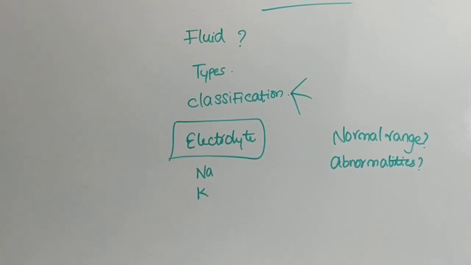Next, electrolytes. What are the electrolytes which are useful in a human body, and what are the abnormalities? What are the normal ranges of these electrolytes was known through this session. How to normalize this fluid and electrolyte imbalance if it occurs in a human body was dealt with in this session.